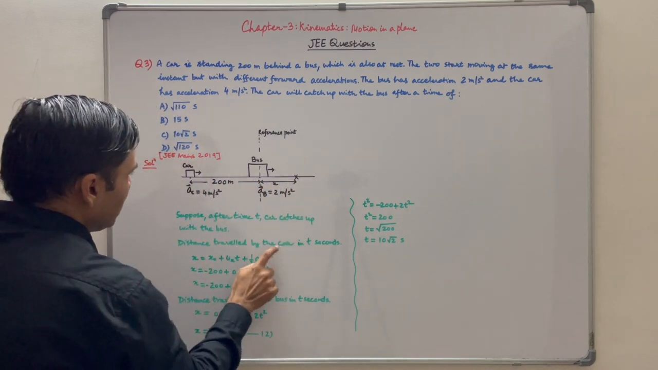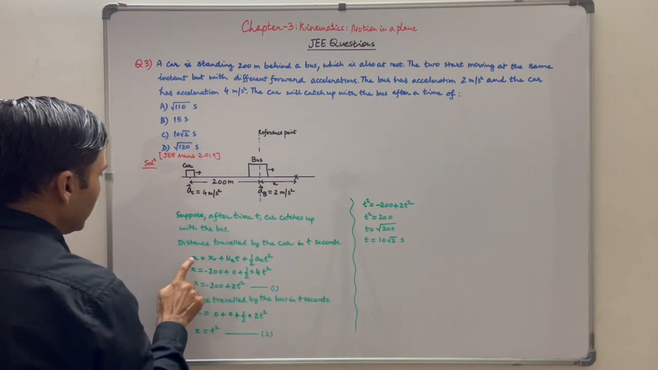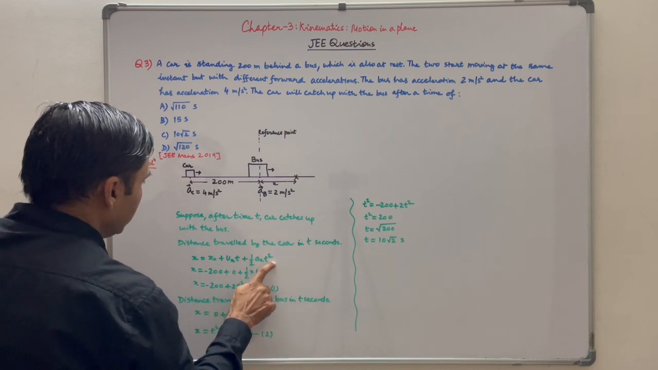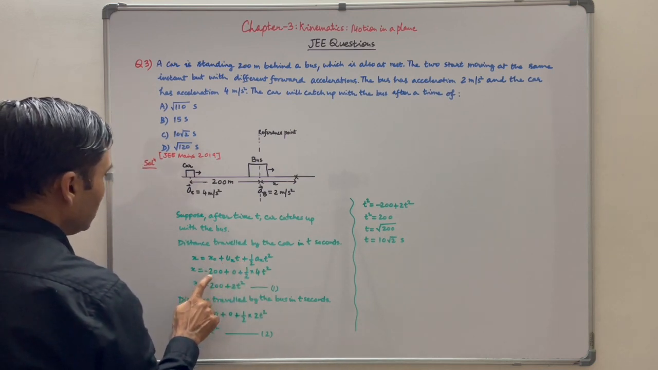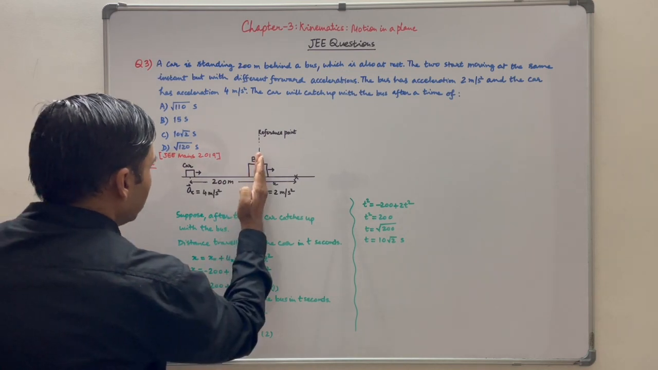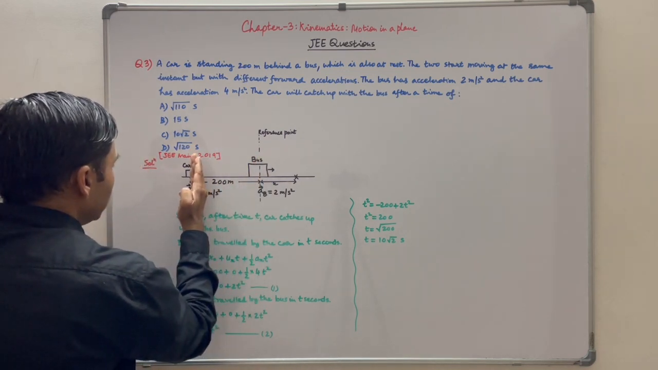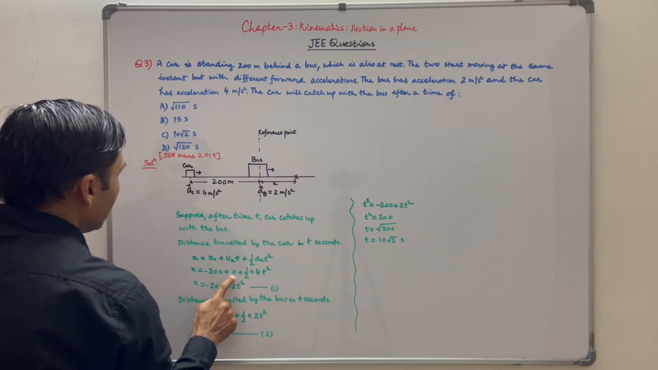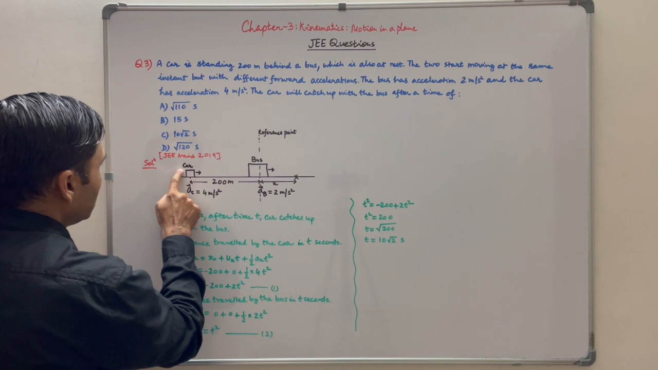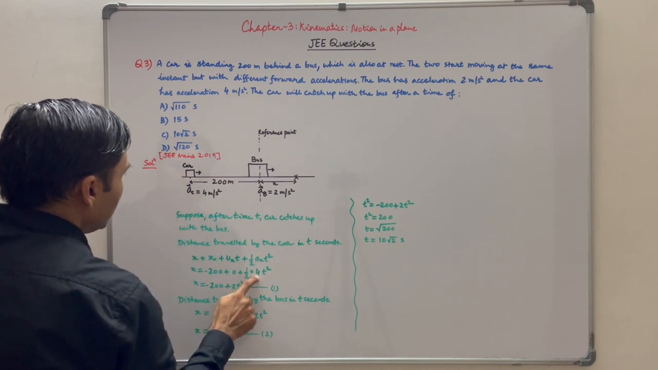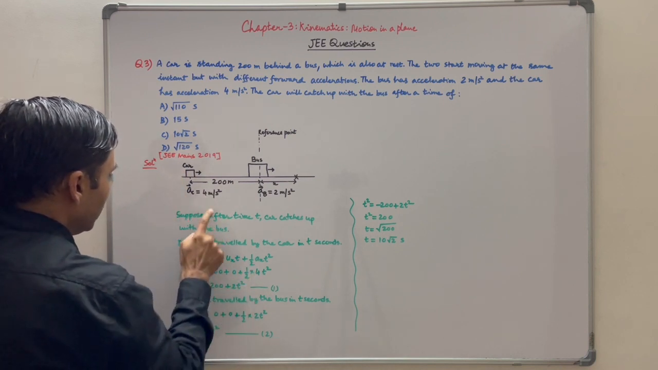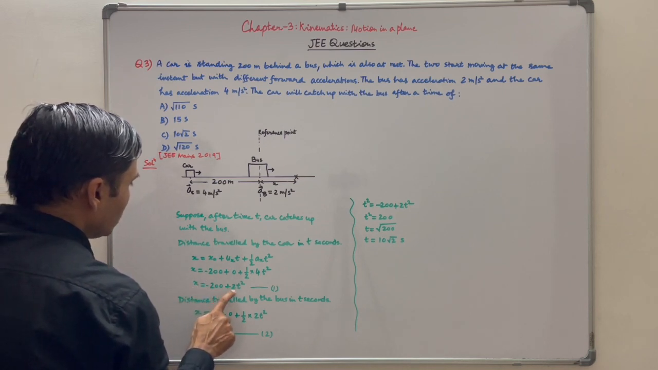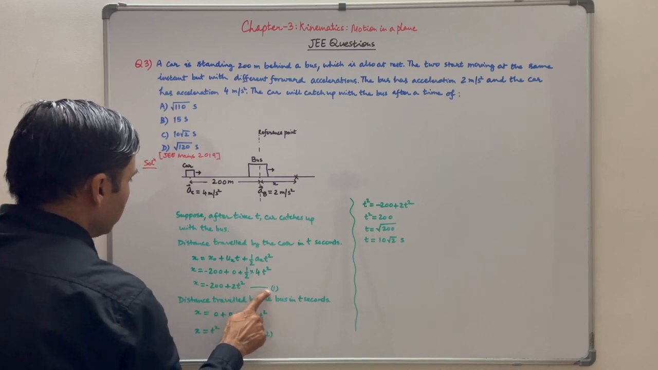So the distance traveled by the car in t seconds is given by x equal to x0 plus uxt plus 1 by 2 axt square. X0 is equal to minus 200, as this is our reference point; left of it will be considered negative. Ux is equal to 0, as the car was standing at t equals 0. Ax is given as 4 meter per second square. So x comes out to be x equal to minus 200 plus 2t square. This is our first equation.